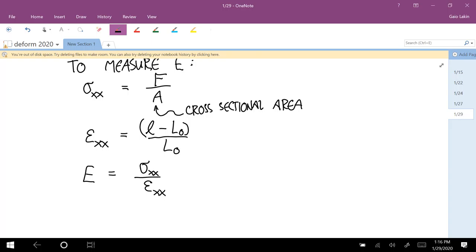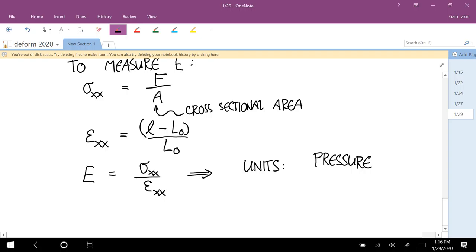So, you can see if you multiply the XX strain to both sides, you get an equation that looks a lot like the spring equation, where this E is just the spring constant, but our spring is solid material. And you can see from looking at how you calculate it that the units are units of pressure divided by something unitless, so you end up with stuff in pascals or megapascals or gigapascals.